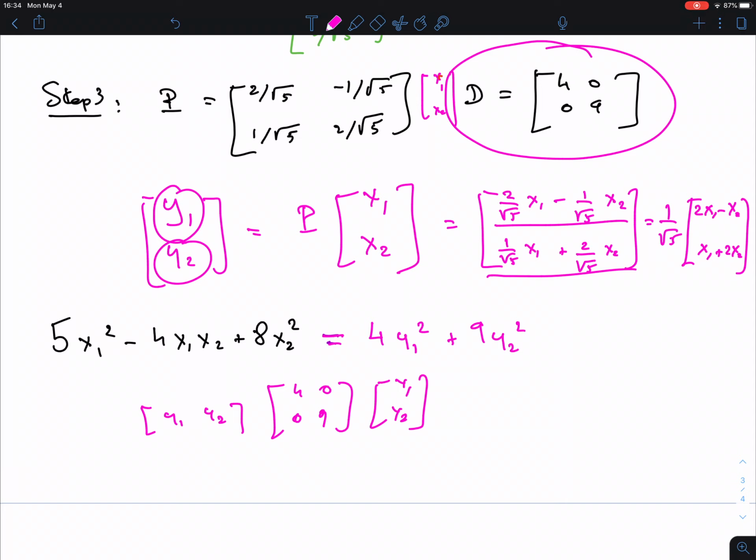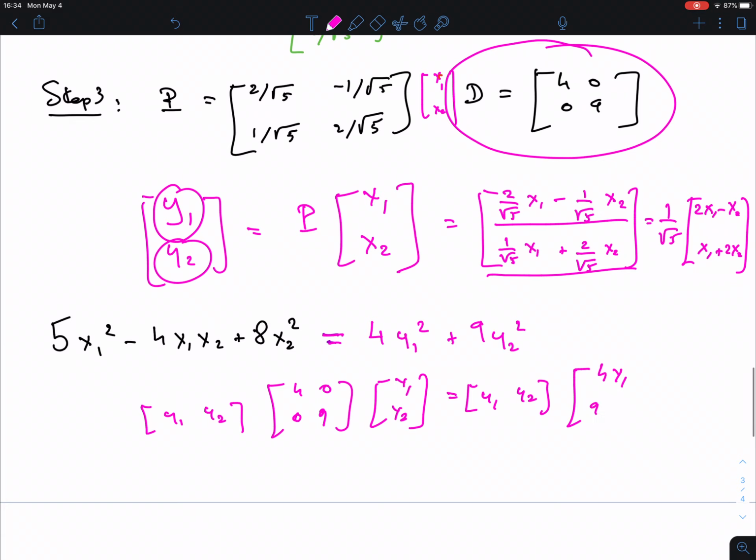Remember, this is what the quadratic form is made. If you give a symmetric matrix, this is how you get a quadratic form in whatever variables you want it to be. So this would be y1, y2 times 4 times y1 plus 9 times y2, and work this out and you get exactly that. Okay? So that's it. That's why this P and D give us actually the answer.